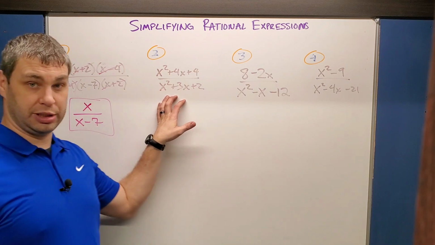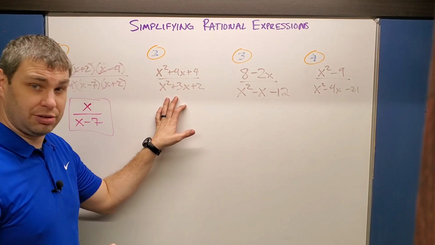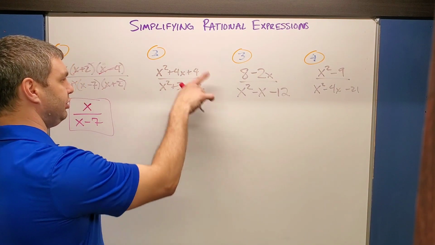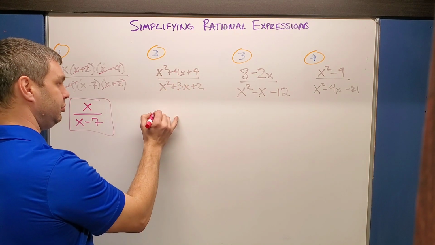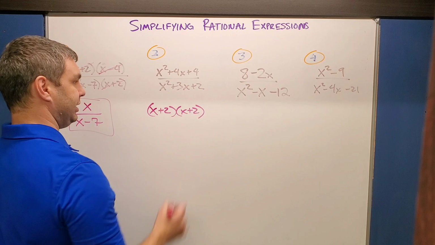Now, for others where you have more of a true polynomial on top and bottom, you might have to factor these first. That's the most traditional way to get these simplified. For example, this top one here, two numbers that multiply to be 4 and add to be 4 are going to be 2 and 2. So I'd have x plus 2 times x plus 2 on the top. That's how the top would factor.